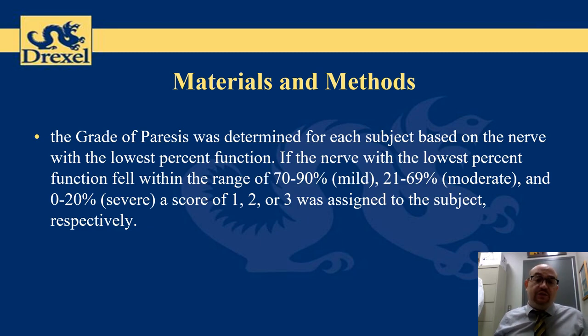The grade of paresis was determined for each subject based on the nerve with lowest percent function. So if the nerve function fell within the range of 70 to 90%, it was considered mild. From 21 to 69%, it was considered moderate, and from 0 to 20, it was considered severe. Score of 1, 2, 3 was assigned to the subject respectively.